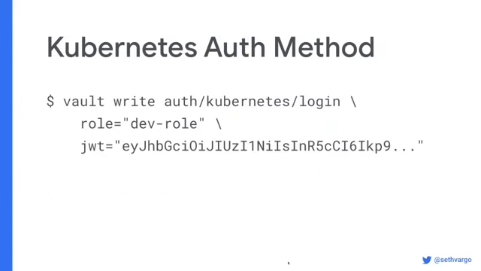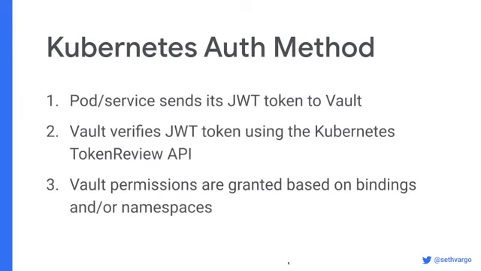If you're running in a container-based world with something like Kubernetes on GKE or your own Kubernetes cluster, you can also leverage the Kubernetes auth backend. You'll notice that it's pretty similar. You provide a JWT token. Pods and services send their JWT tokens to Vault. Vault verifies that JWT token, but instead of verifying it with Google Cloud, it's actually verifying it with the Kubernetes token renew API. And then those Vault permissions are granted based on bindings for the app and/or namespaces.